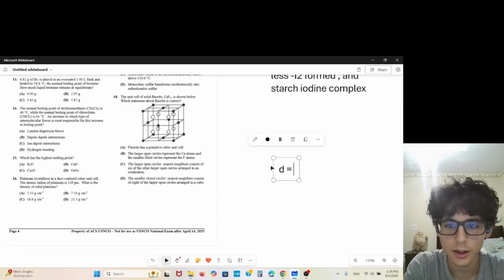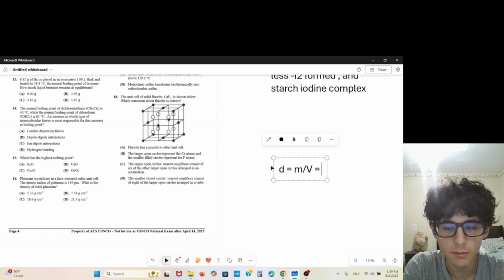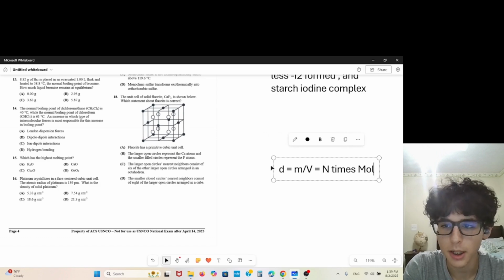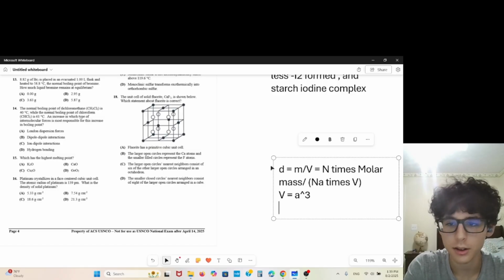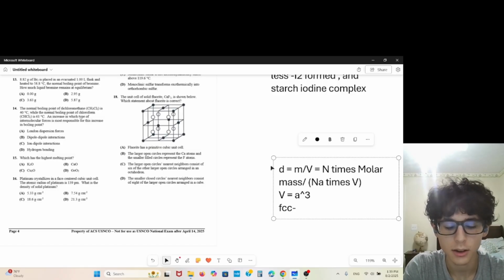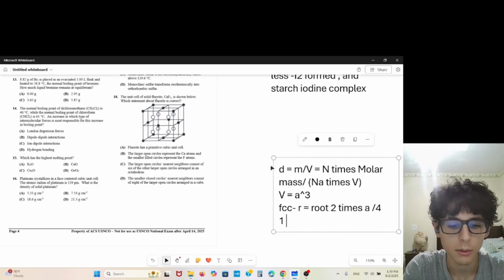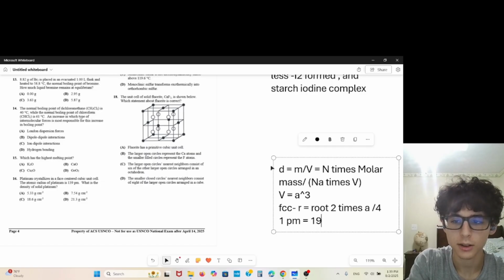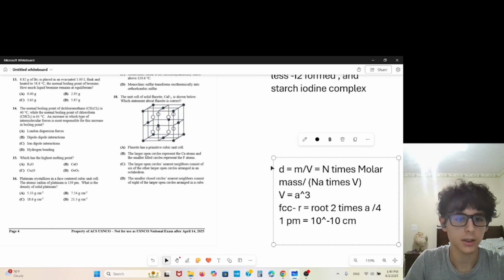You guys are going to want to know for density of a unit cell, mass over volume: number of atoms times molar mass over Avogadro's number times volume. Volume equals edge length cubed. For FCC, radius equals root 2 times edge length over, not over R, over 4. Okay, 1 pm equals 10 to the negative 10 cm. Okay, plug this stuff in.